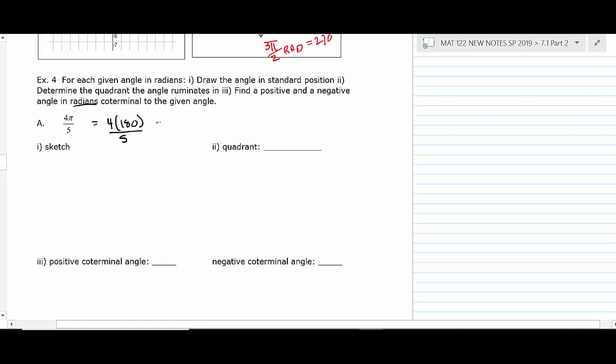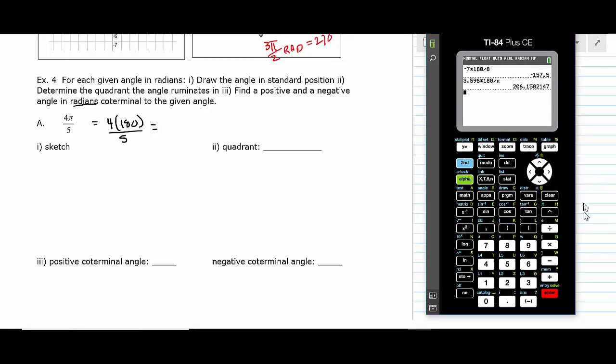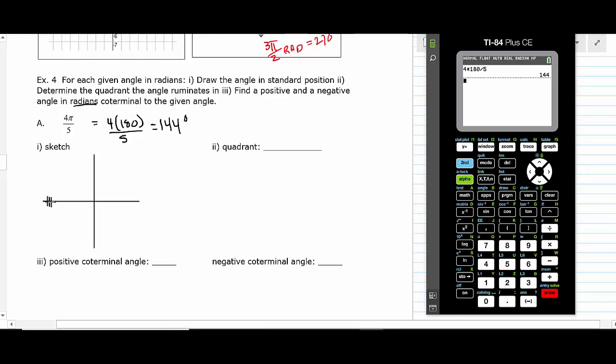I think it's just as easy to do this, so I'm going to use my calculator and find what that degree measure is. So I'll go 4 times 180, and then divide by 5, and that's 144 degrees. Well, we already learned how to do that, so let's just sketch a graph. Now that we know what the degree is, it's just as easy to do it that way.